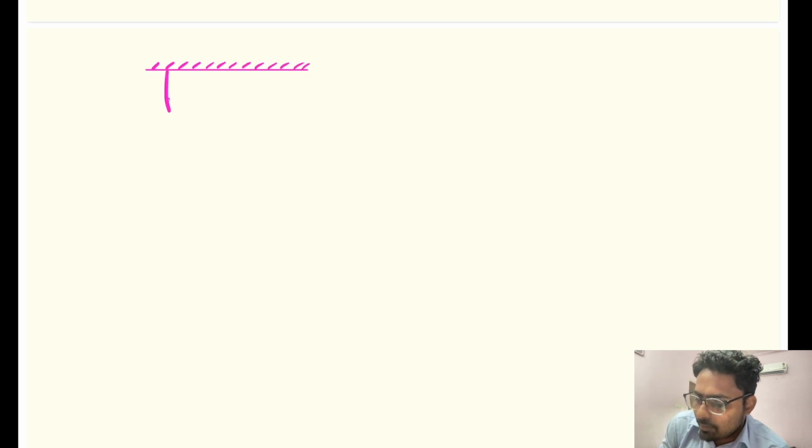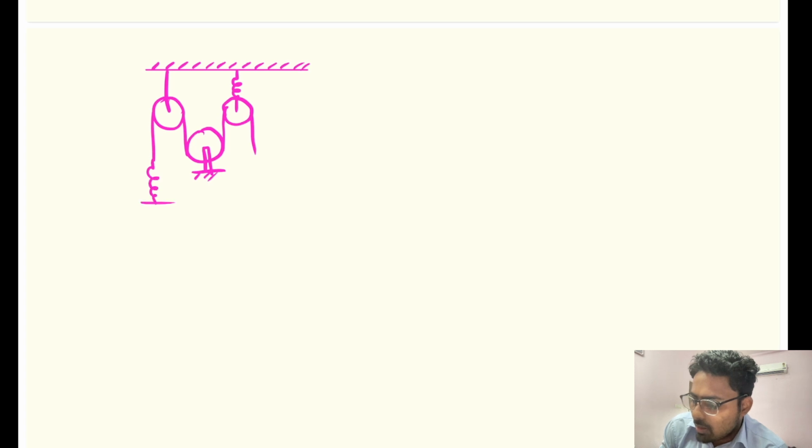Let's say here one pulley is there. Let's say it is fixed. Here a rod is there. Here one spring is there. Let's say I randomly created one system like this. Total how many springs are there? 3 springs are there.